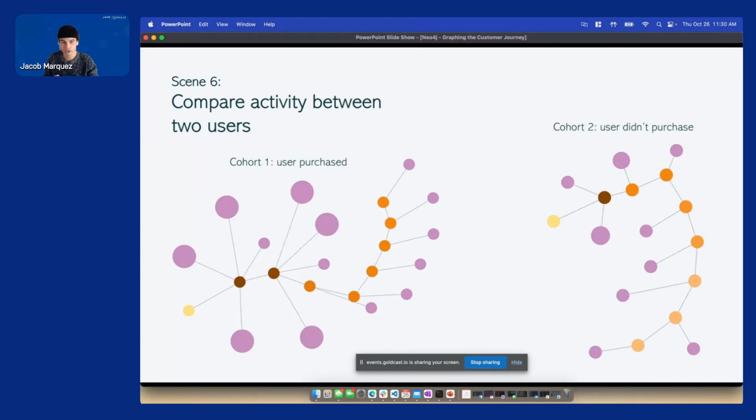But one user journey on their own isn't really interesting. I mean, it's mildly interesting. It looks cool, but the power comes in comparing user journeys, right? Especially as you build cohorts of users that you want to understand the differences between. And in this particular case, it's users that purchased and users that didn't.